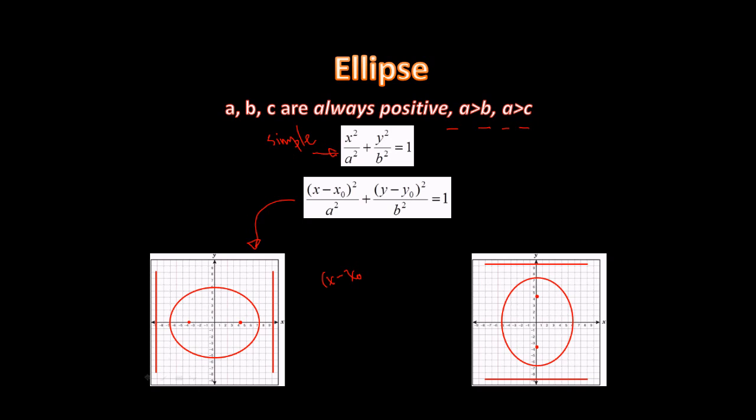instead of having a squared as the denominator for the x part, we have b squared, and then instead of b squared, we have a squared for the denominator for the y part. So it's simply a swapping of a and b, and you have the general equation of this particular type of ellipse. So make sure that you know which particular general form of the ellipse that you will be using.